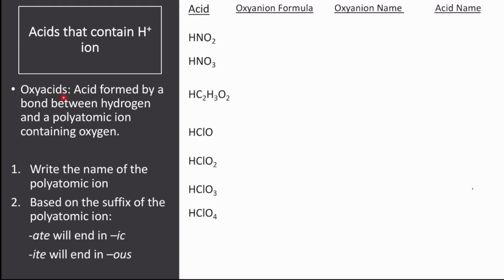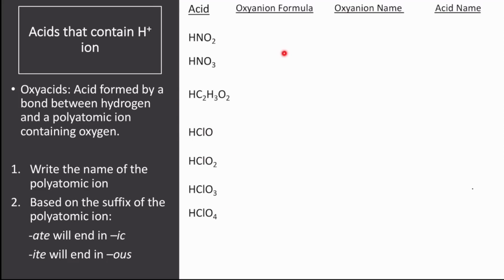Next, we have the oxyacids. The oxyacids are acids formed by a bond between hydrogen and a polyatomic ion containing oxygen. And the way you write the names of these acids is the following. First, we start writing the name of the polyatomic ion, and then based on the suffix of the polyatomic ion, if it ends with "ate", we will end the acid name with "ic". If it ends with "ite", we will end the acid name with "ous".